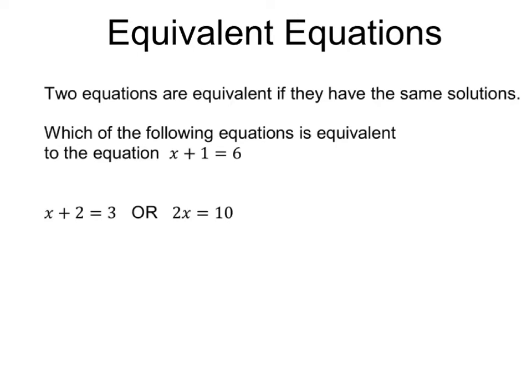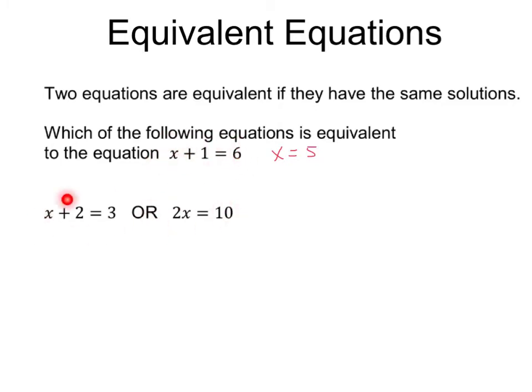Which of the following equations is equivalent to the equation x plus 1 equals 6? All right, so think about this equation here, x plus 1 equals 6. What would the solution be? If you remember, the solution is the number that, when we replace x with it, is going to make that statement true. And so it should be pretty obvious that the solution to this equation is x equals 5. Why is that? Because if I replace x with 5, well, 5 plus 1 equals 6, that's a true statement.